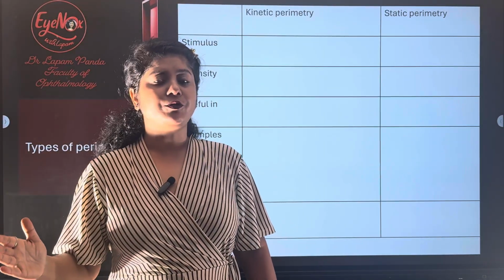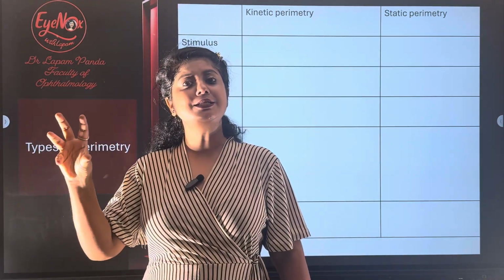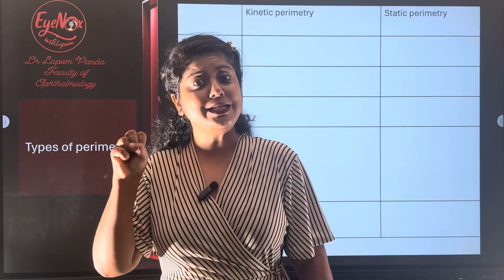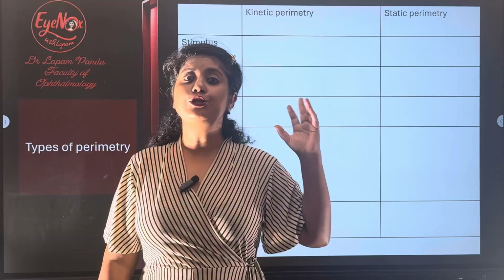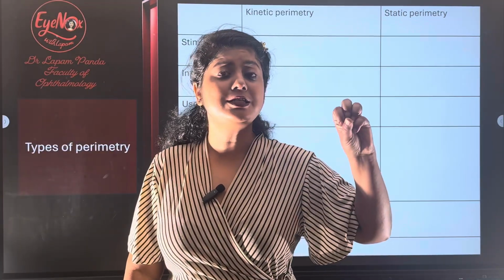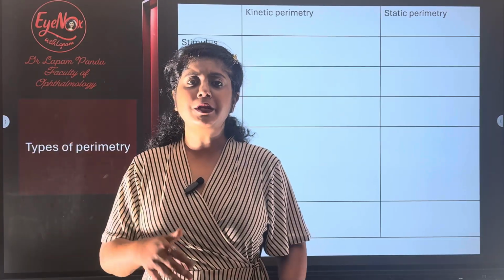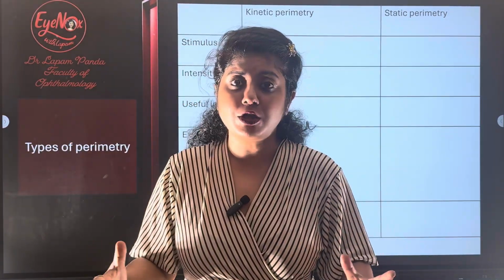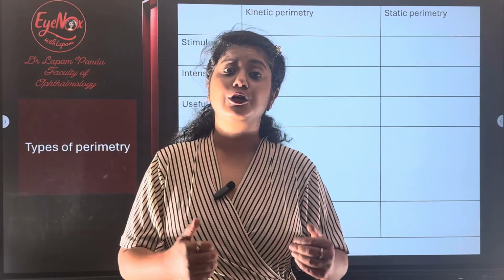In kinetic perimetry, there is movement of the machine, but the stimulus intensity stays the same. In static, there is no movement of the machine, but the stimulus intensity changes. And this kinetic perimetry is more useful in neurological disorders. The static perimetry is more useful in glaucoma.